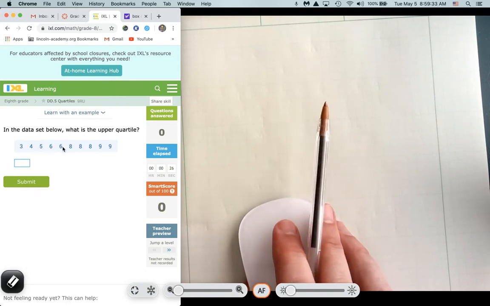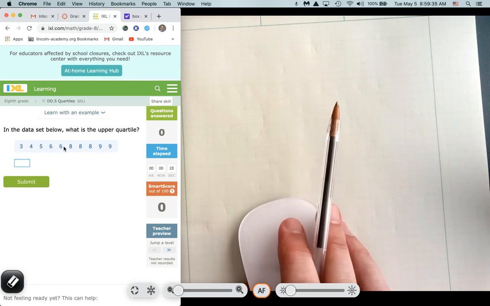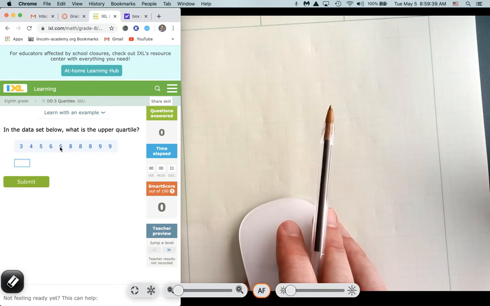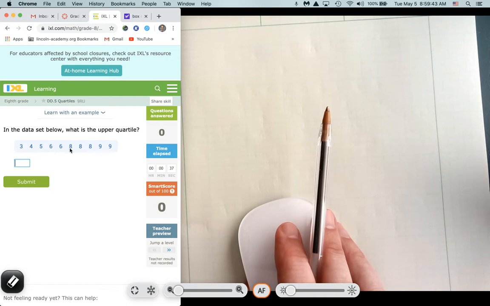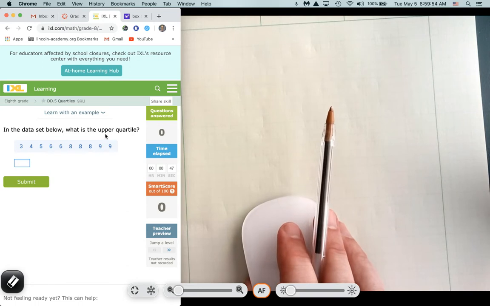So then I look at it and I say, okay, there's 5 numbers below that pointer and 5 numbers above. So the median is the average of these 2 numbers, 6 and 8. Well, what's the average of 6 and 8? It would be 7. So our median, or our second quartile, is 7.